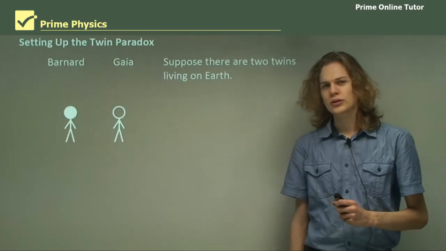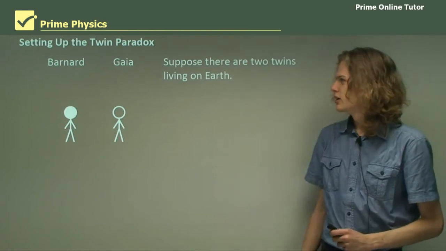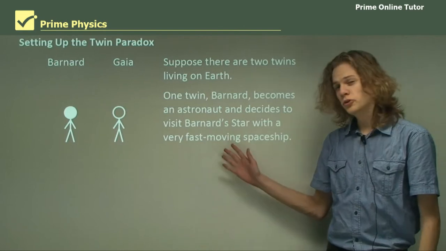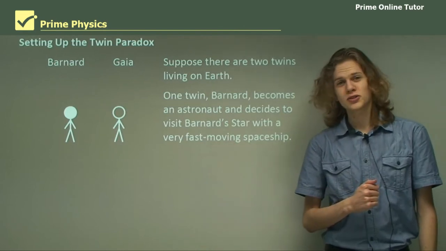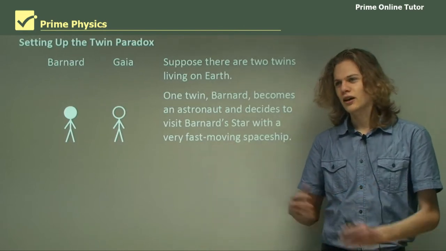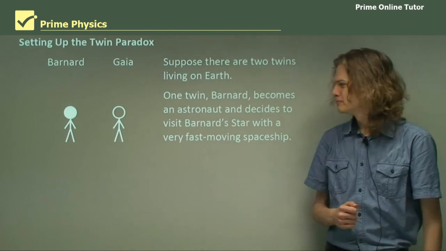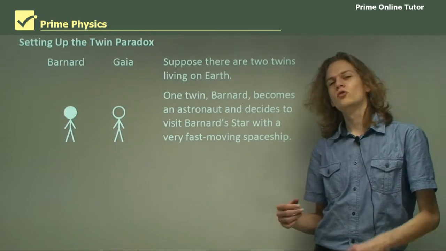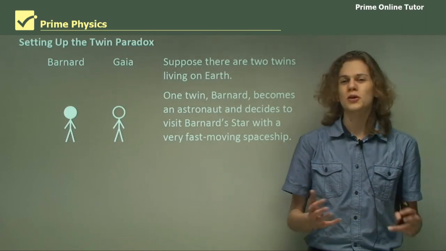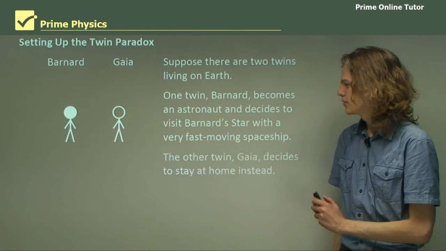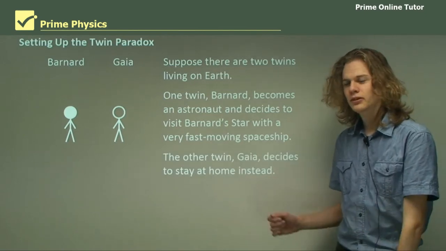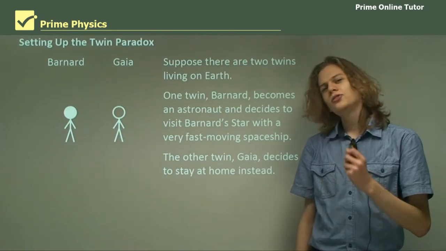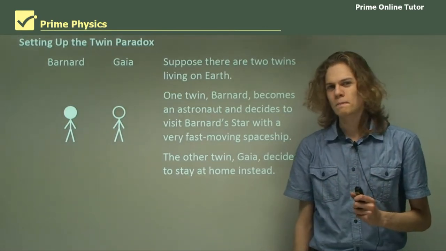Suppose we have two twins living on Earth. Here we have Barnard and Gaia. So one twin, Barnard, decides to go to Barnard's star, which is a few light years away from our Sun. And he goes with a very fast-moving spaceship, which means it will be able to take into account the effects of special relativity. The other twin, Gaia, will stay at home. Now, how does time pass from each twin's point of view?